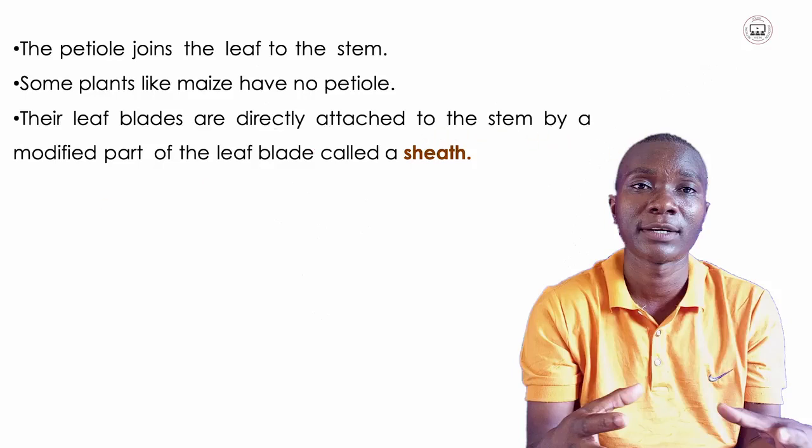by a modified part of the leaf blade called a sheath. So it has a sheath which gets attached to the stem of the plant.